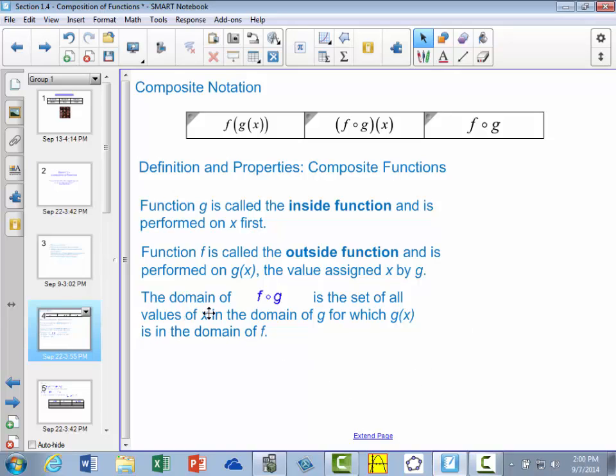So what we say is the domain of f composite g is the set of all values of x in the domain of g for which g of x is in the domain of f. In other words, anything we can use in g that gives us an answer that we can use in f. That's how we determine the domain of a composite function.